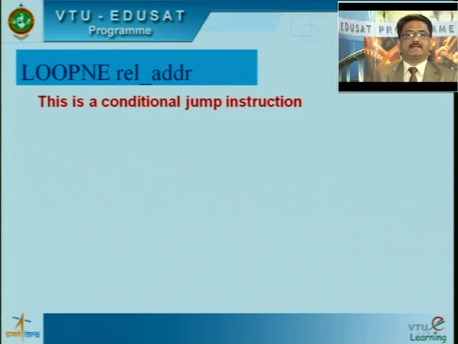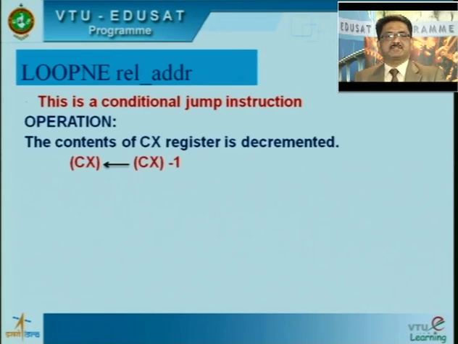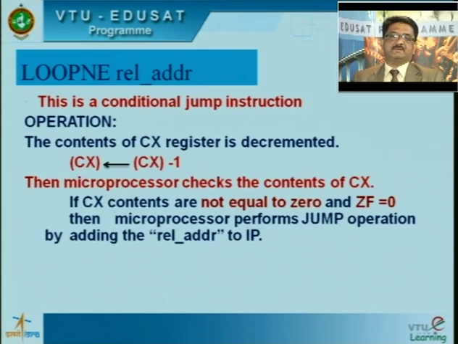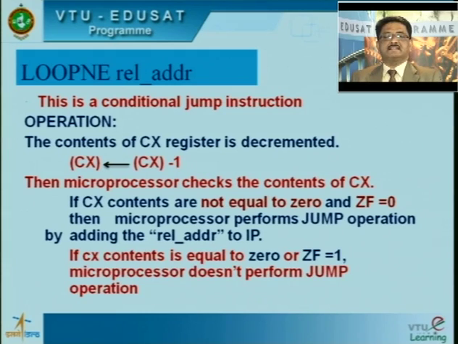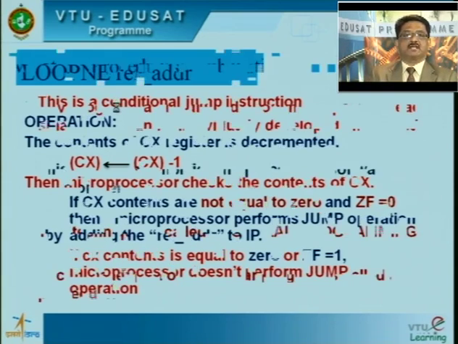Next, loop if not equal. It is again a conditional jump instruction where the content of CX is decremented by 1, then the microprocessor checks the content of CX. If CX is not equal to 0 and ZF is equal to 0, then the microprocessor performs the jump. Otherwise, if CX is equal to 0 or ZF is equal to 1, the microprocessor does not perform the jump operation. So here two conditions are checked: CX not equal to 0 and ZF not equal to 1. That is what we check with LOOPNE.